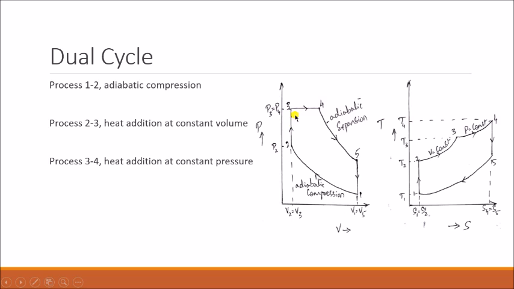Once the heat is added during constant volume and constant pressure, whatever air is there has to start expanding. So from 4 to 5 is your adiabatic expansion process. The air expands adiabatically, meaning no heat is added or rejected during this process. The pressure reduces to P5 and your volume increases to V5. Same way the temperature reduces to T5, and during this process the entropy remains constant, it doesn't change.